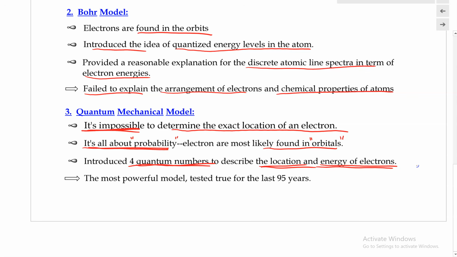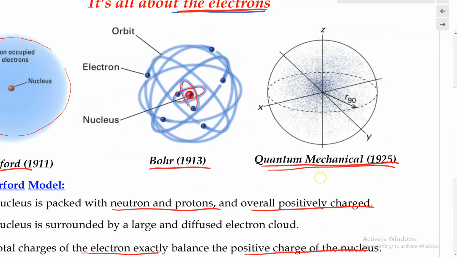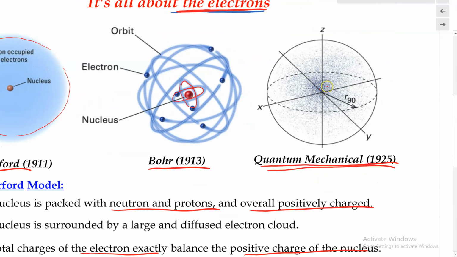Overall, the quantum mechanical model is the most powerful model of the three. It has been tested to be true for the last 95 years, despite all of the research trying to disprove it. The more we try to disprove it, the more we find it to be true. In the end, this will be the structure of the quantum mechanical model, where we see a lot of dots here, and I will explain these dots in the next several videos.